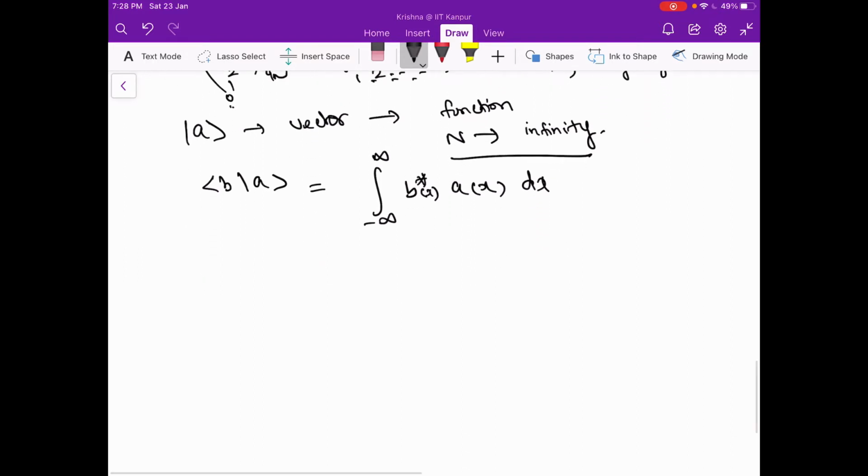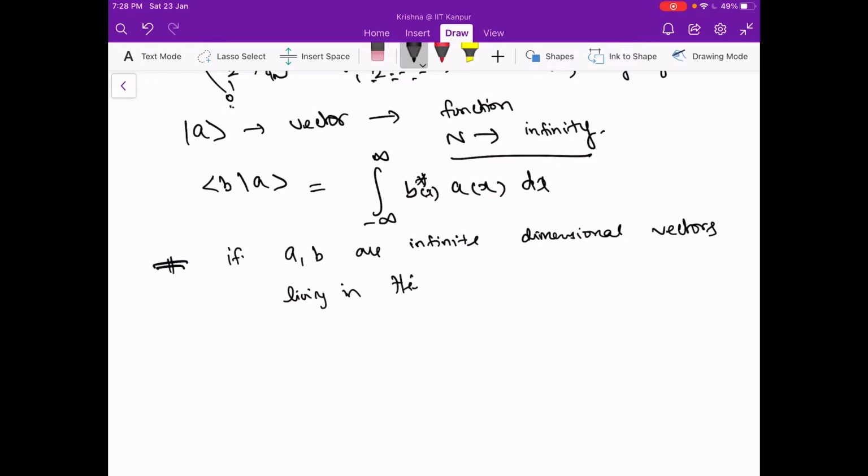Here I have something for you as a homework. If a and b are infinite dimensional vectors living in Hilbert space, can you prove that the inner product is always less than infinity? That means the inner product always exists. So it's called an inner product space as well.